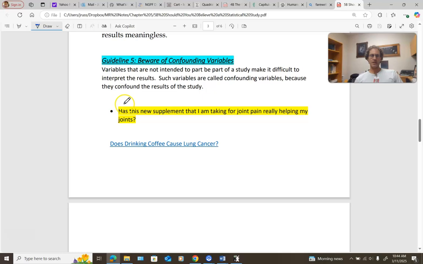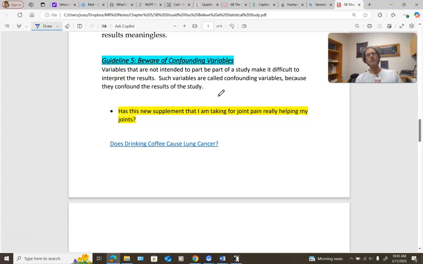It says, has this new supplement that I'm taking for joint pain really helped my joints? Anecdotally, you'll hear a lot of people say, well, I started doing this and it really helped me, or I stopped doing this and it really changed things. When I hear anecdotes like that, I only half believe them, because for one thing, they're not very scientific. There's not an experiment. There's not a treatment versus a control group. There's no placebo involved.